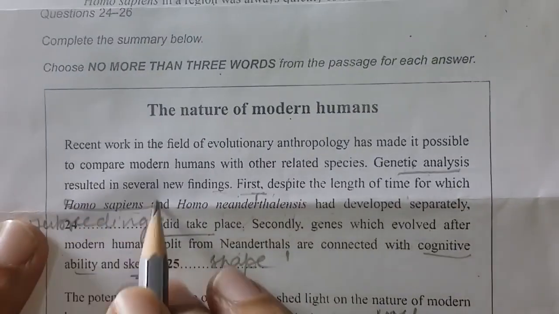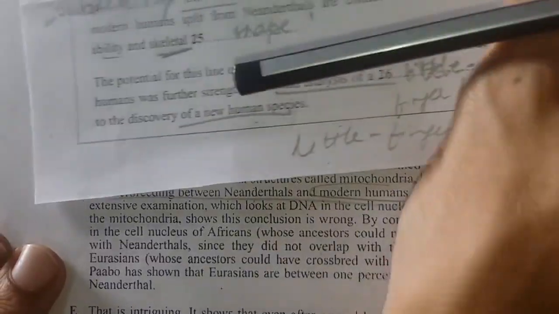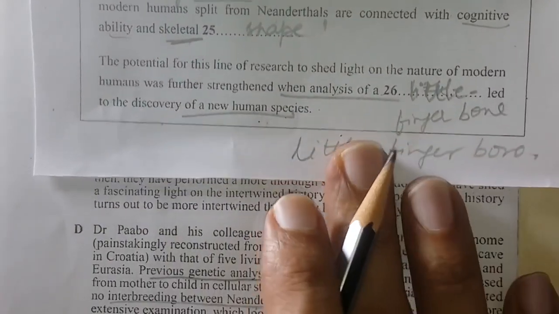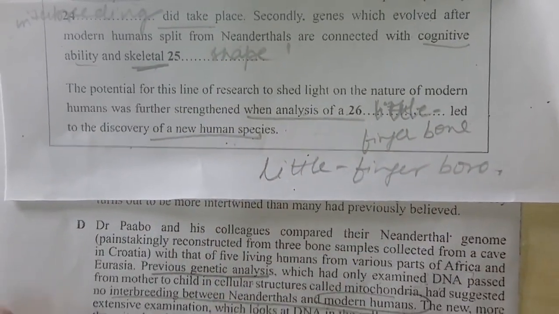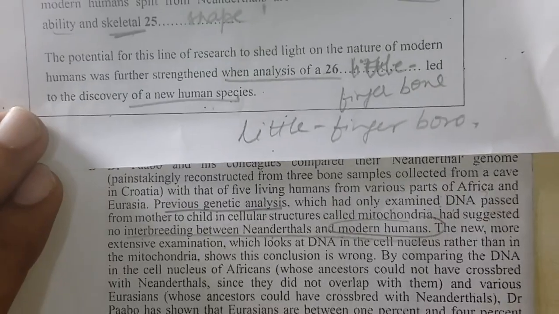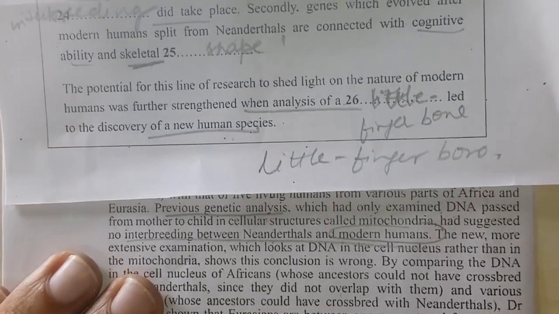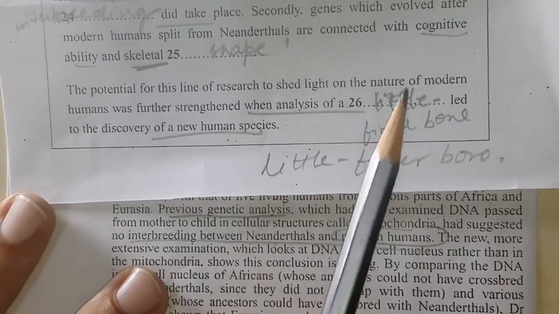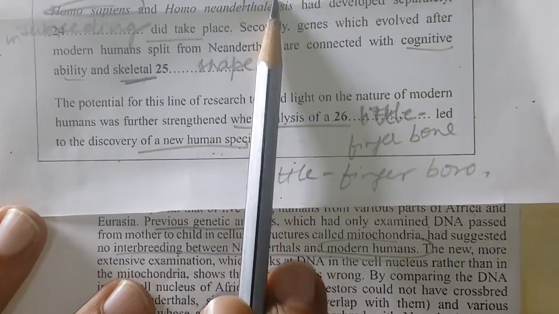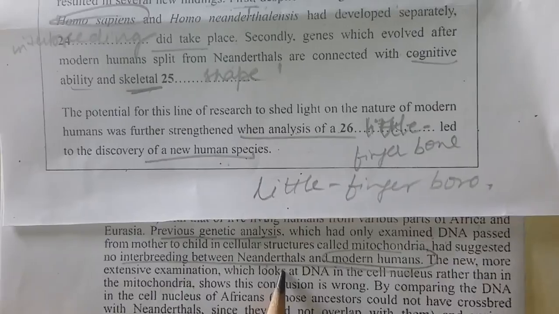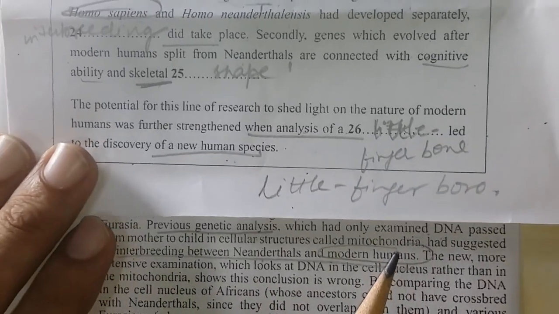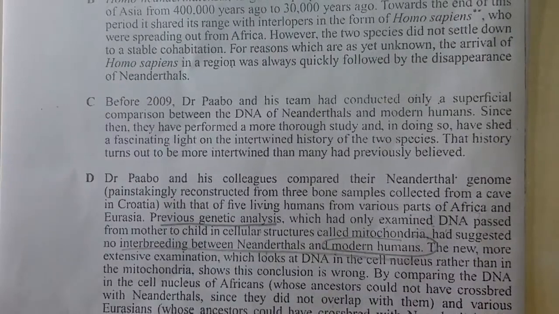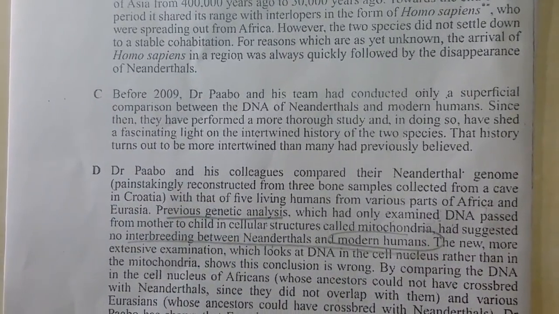This is a technical term. It's in the text, and this one is written here. Let me adjust the page, please. This is paragraph number D. So he said here, Neanderthals, they are connected with this. What he is saying is that they have developed separately. So how can I know that they have developed separately here? Just a moment, please.